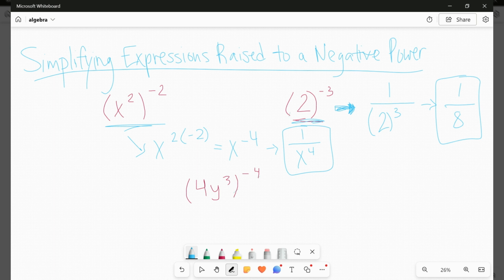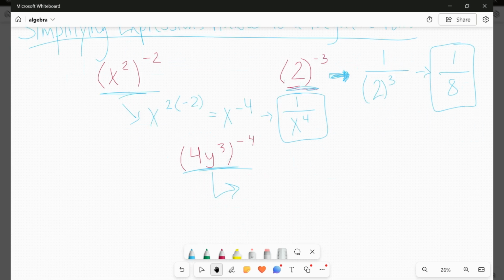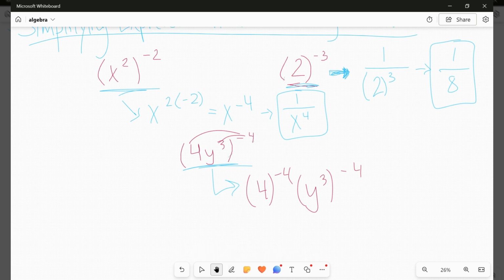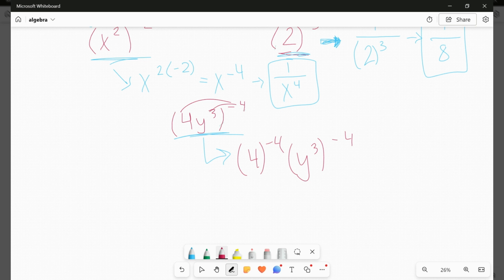Okay, now we'll combine both of those ideas and we'll have 4y to the third, all to the negative 4th power. So we have 4 to the negative 4 times y to the third to the negative 4, right? That negative 4 has to go to both of these terms. So that's what I wrote out here. And then we have 4 to the negative 4.